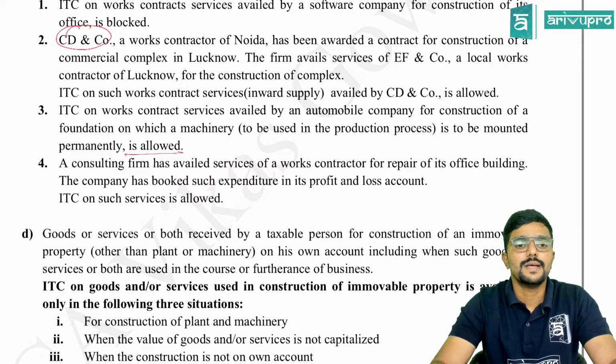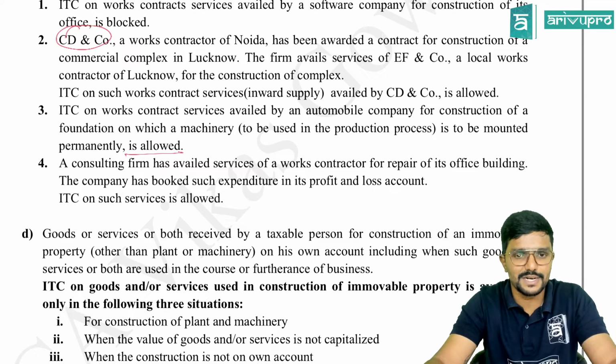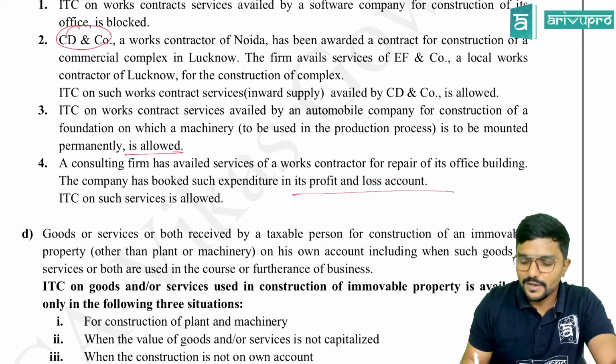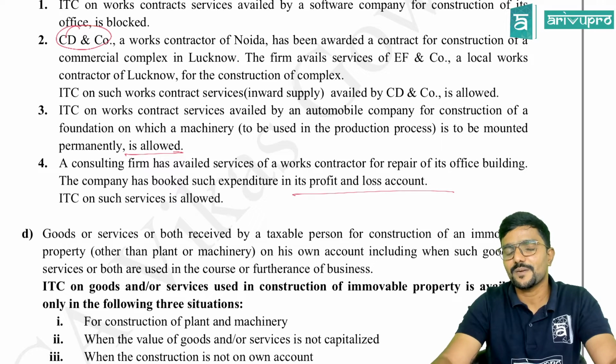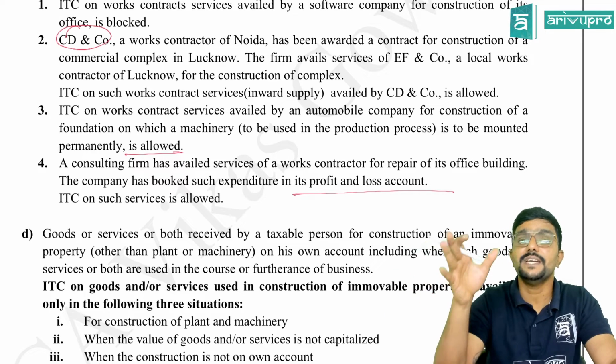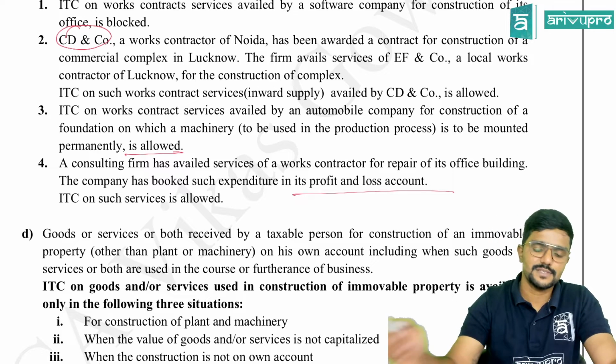Fourth one, a consulting firm has availed services of a works contractor for repair of its office building. So repair is also considered a works contract service. The company has booked such expenditure in the profit and loss account. What are they trying to signify here? They have treated it as revenue expenditure, because only revenue expenditure will be booked in the P&L account or statement of profit and loss. Agree? So they are trying to give you a hint that they have treated it as revenue expenditure. So in case of revenue expenditure, is credit available? Yes, it is allowed.